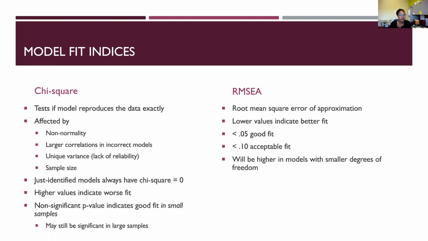The first one is the RMSEA, which stands for root mean square error of approximation. Generally, you want to have an RMSEA of below 0.10. That's going to indicate good, acceptable fit, and then really good fit is below 0.05. So you want lower values. And RMSEA is going to be higher in models with smaller degrees of freedom. So this is just a limitation with that one if you have a model that doesn't have a lot of free parameters.